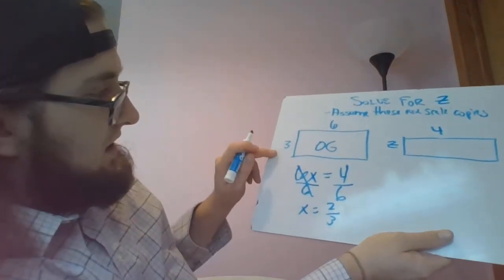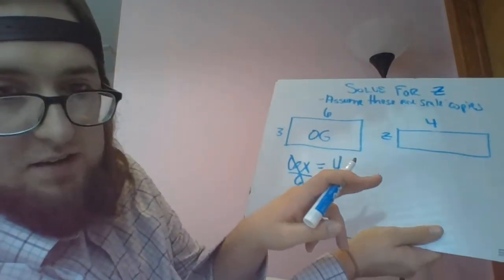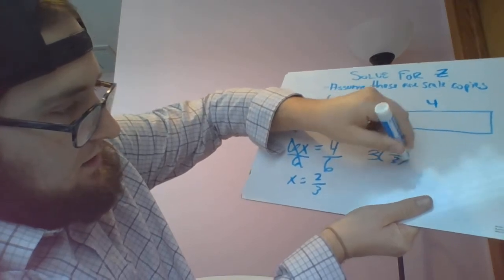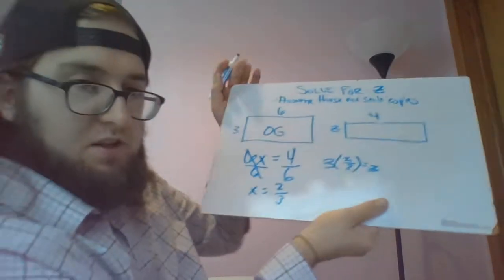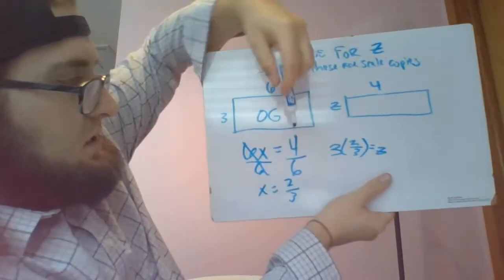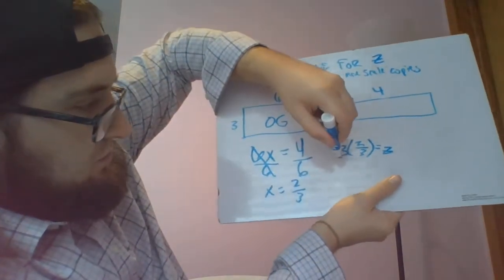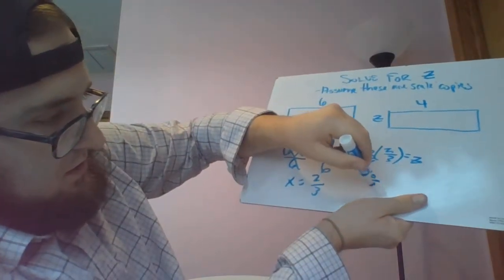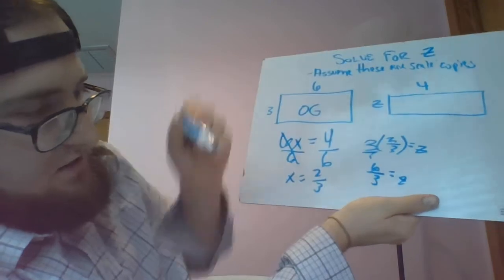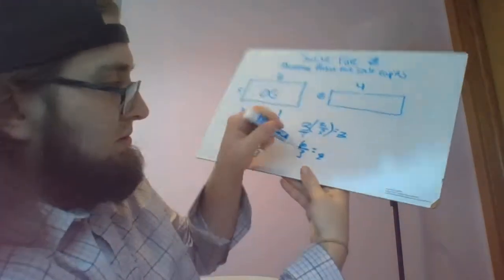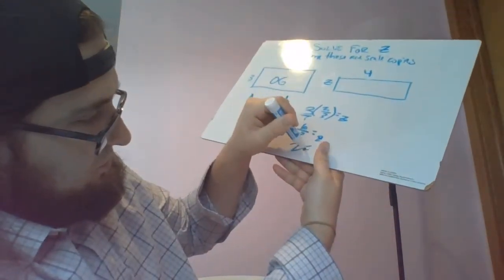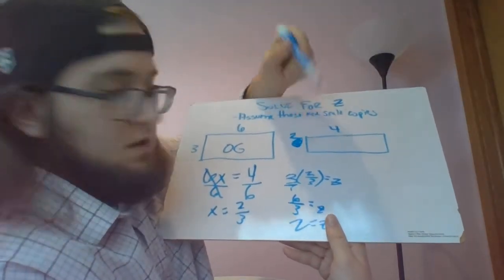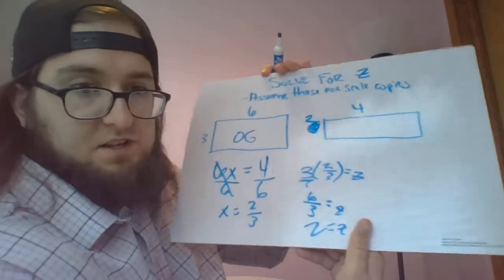All right, so 3 times 2/3 will give us our z. So we've got 3 times 2/3. That's going to equal z. And if you remember anything about multiplying fractions, you multiply as if this was over 1. Numerator times numerator, that's 6. So 6/3 equals z. And 6 divided by 3 is 2. Good. So 2 equals z. So we can replace this z with a 2. And that's how you solve for a missing value.